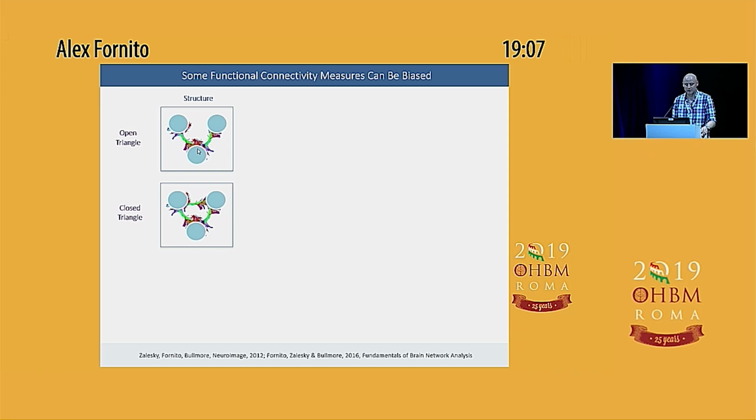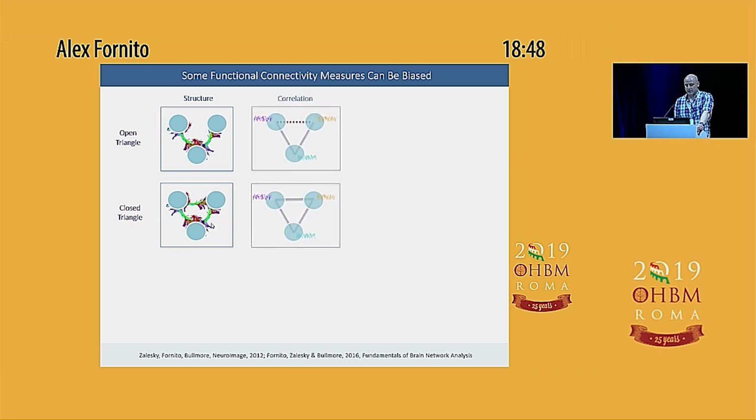So up the top, I've got a simple network of 3 nodes, and these are the anatomical connections between them, right? So these top 2 nodes connect to the bottom, but they're not connected to each other. So it's an open triangle. In the bottom, we've got a closed triangle, right? So every pair of nodes has an anatomical connection to each other. Now, if I estimate functional connectivity of this network using a correlation coefficient, in the bottom case, I'll get something that corresponds well to anatomy. You'll get some non-zero correlation for every pair of edges.